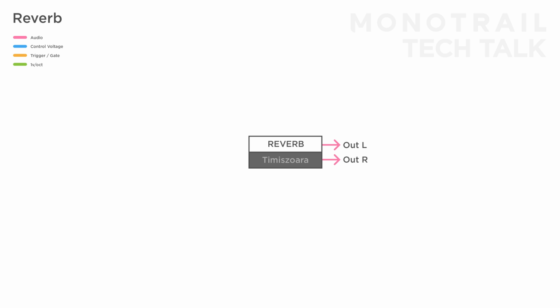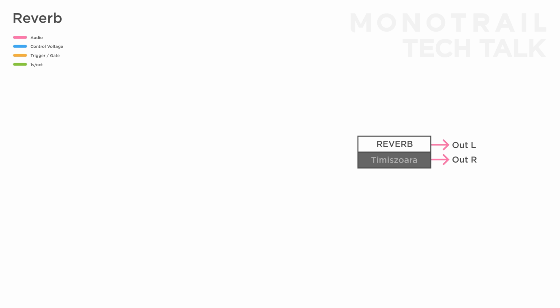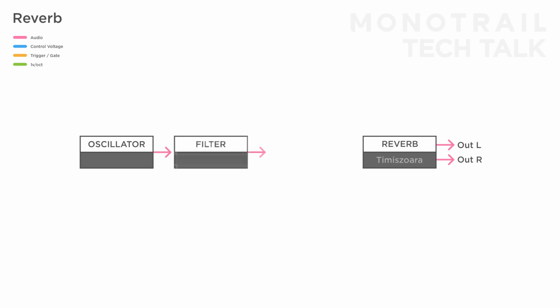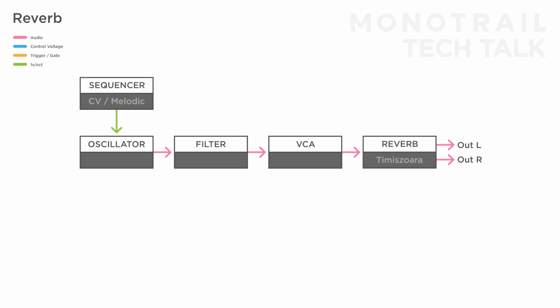Let's dive into modulating effects with a few basic ideas. Reverb is very suitable for this. In a lot of these demos, I'll use a very simple voice with just a single oscillator, filter, and VCA, as well as a sequencer tuning the oscillator and triggering an envelope modulating the filter. The voice is sent through the Timiszoara, and I always use the stereo output.